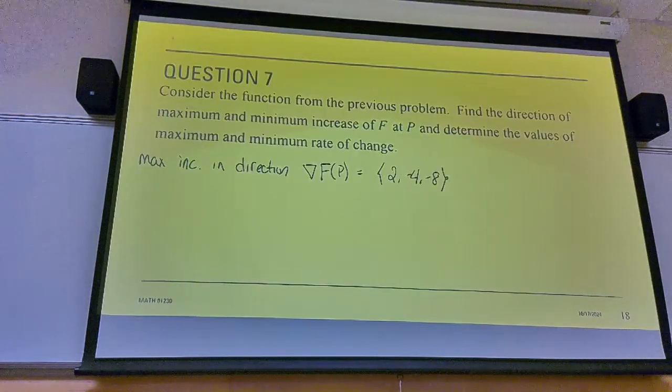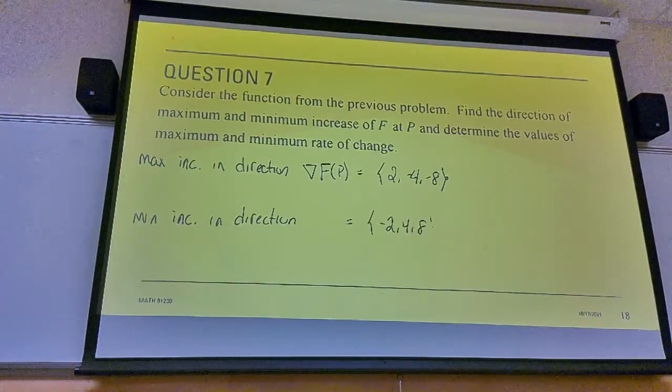What about minimum? -2, 4, 8. And how did you get that? The minimum is when it's in the opposite of the del of the function, so you would just take the previous answer and multiply it by -1.